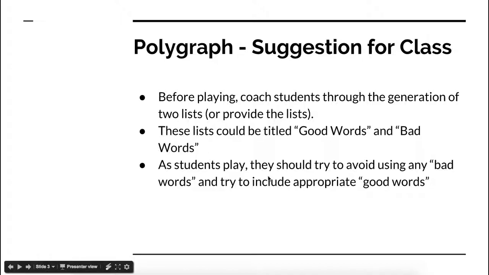One thing you could do for scoring or participation points, if you like to do that in your classroom, would be to encourage students to avoid using any words on your bad word list and to encourage usage of words that are on the good word list. Once we look at an actual example, I'll revisit that concept and give you more of an idea of what I'm talking about.